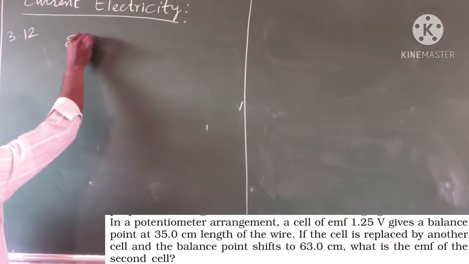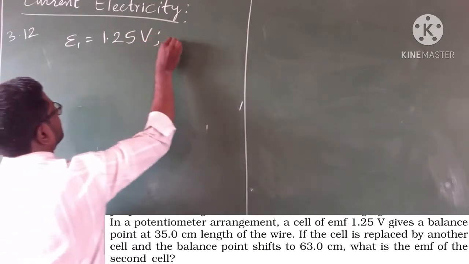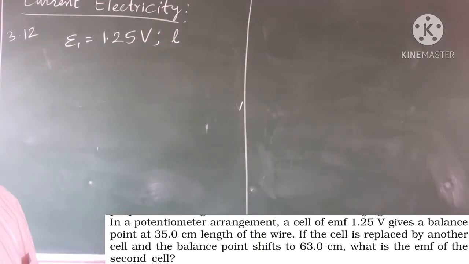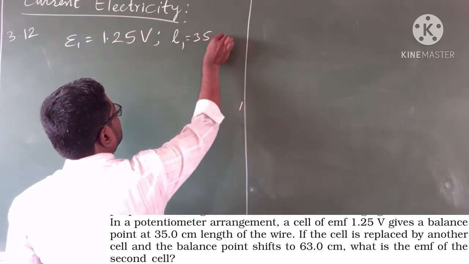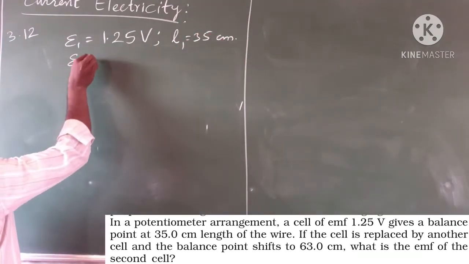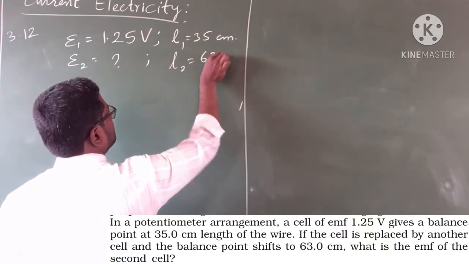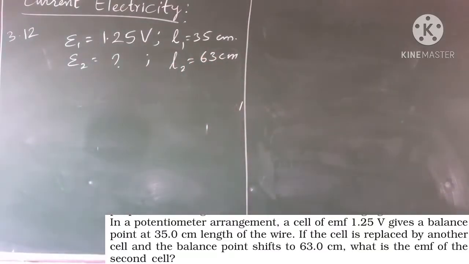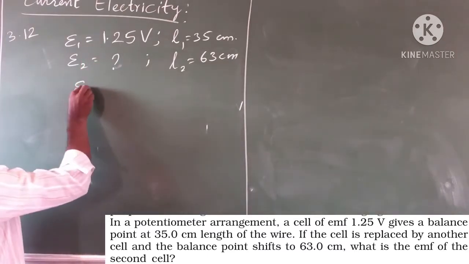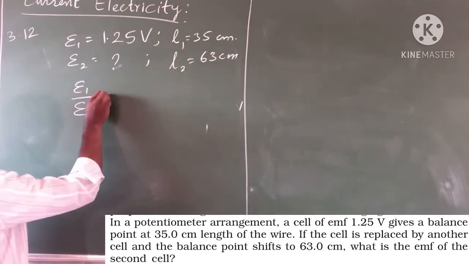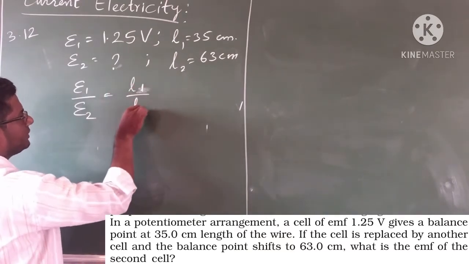Epsilon 1 is given as 1.25 volt, and for that we had the balancing length L1 as 35. We need to find epsilon 2, for which the balancing length L2 is given as 63 centimeter. So if we have this kind of a thing, directly we have the equation for the potentiometer. Epsilon 1 divided by epsilon 2 should be equal to L1 divided by L2.